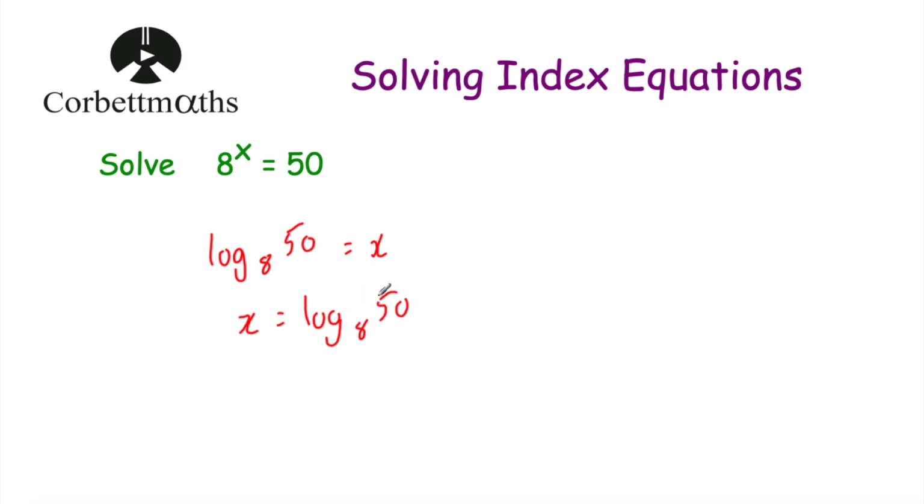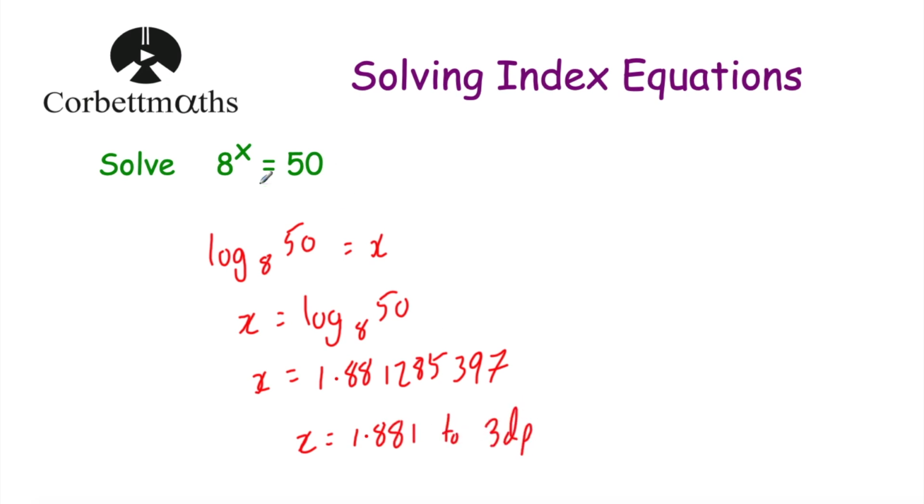We can just work out the log of base 8 of 50, and we'll get the same answer as we did before. So the log to base 8 of 50 is equal to, x is equal to 1.88128539, and that's it. And we could round this to 3 decimal places to get x would be equal to 1.881 to 3 decimal places. So that's another approach as well, just taking what we had in index form and writing it as a logarithm, and then just working out what log base 8 of 50 would be, and the log to base 8 of 50 would be equal to 1.8812 and so on, and that's it.